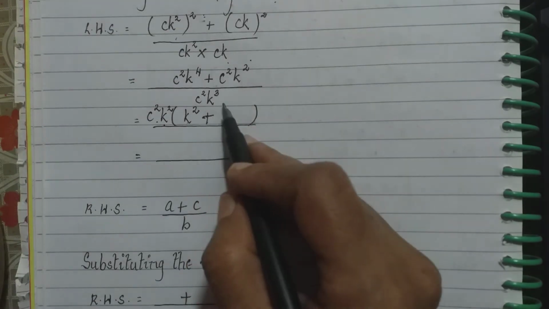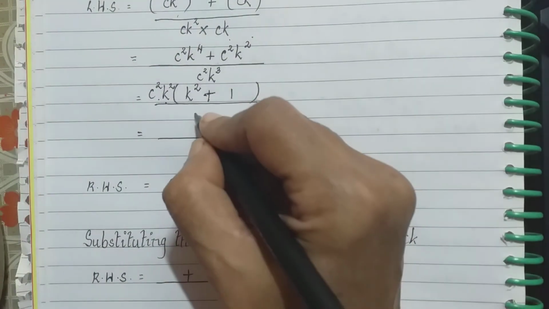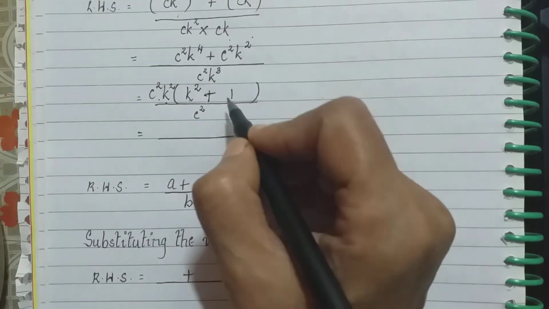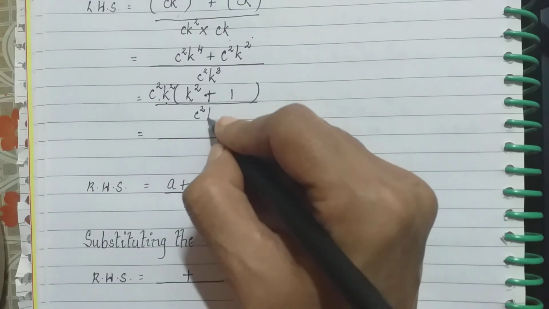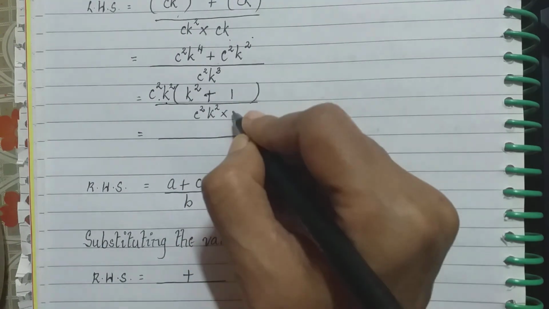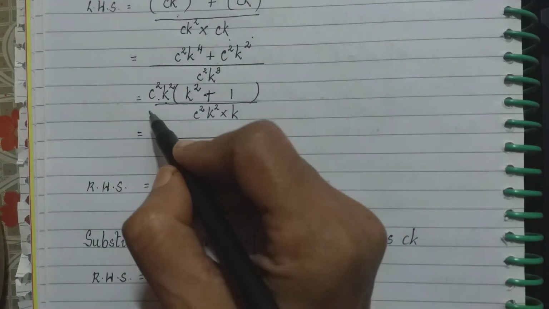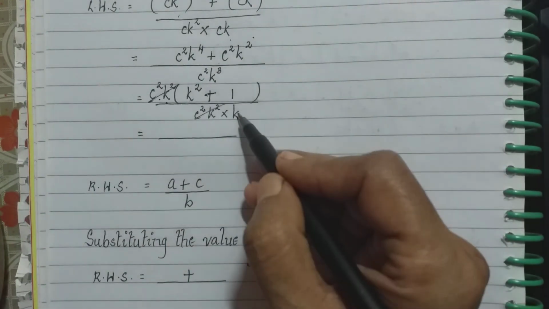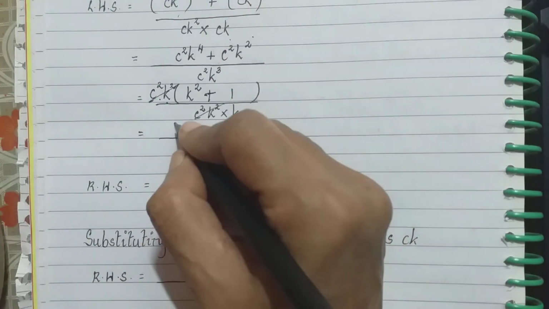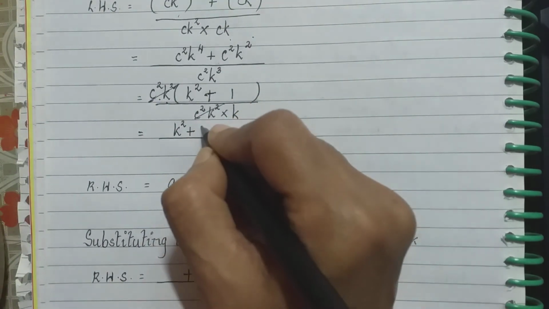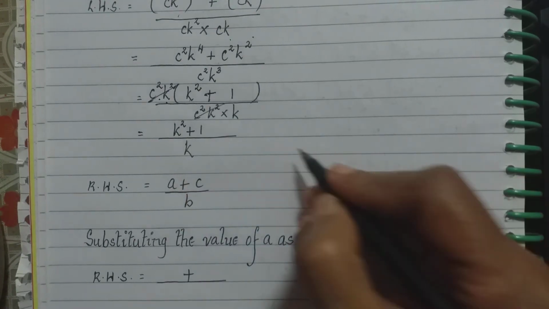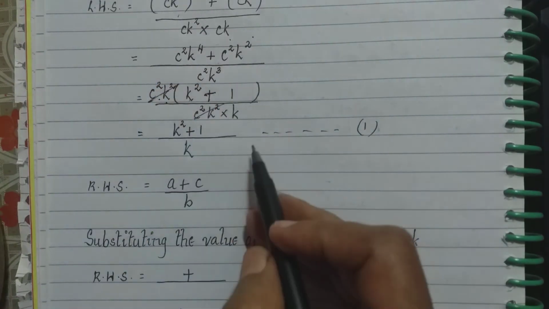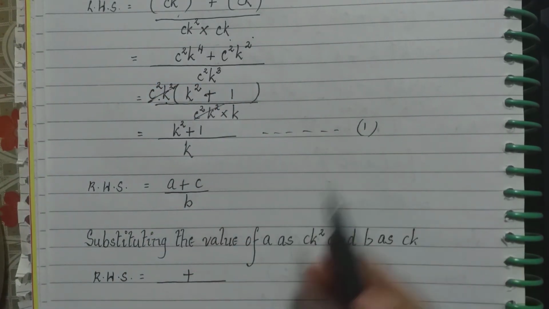Now once this is done, look at the denominator. I have c square k cube. Now when you see here we have k square, but I have here k cube. So what will I do? I'll write it as k square into k. Why have I written like this? So I can cancel these two. So left is only k here. What will be left now? K square plus 1 upon k. And I number this as 1. Why as 1? That is left hand side is k square plus 1 upon k.